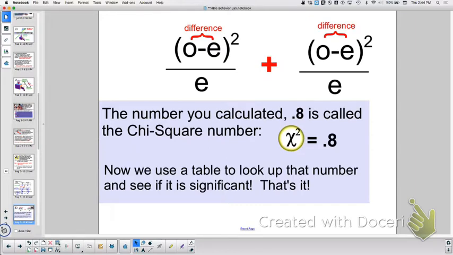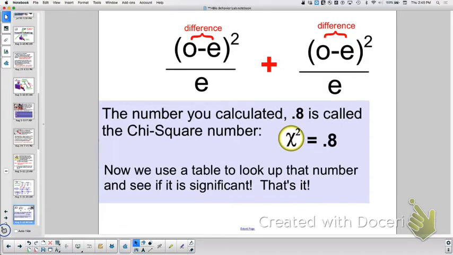Now keep in mind, we expected 10 and 10, right? But what if I had 18 and 2? Do you think that's statistically significant? Yes? So 10 minus 18, because I expected 10 and I got 18, would be what? -8. And I would have to square that. What is 8 times 8? 64. Do you see how that number is so much bigger?